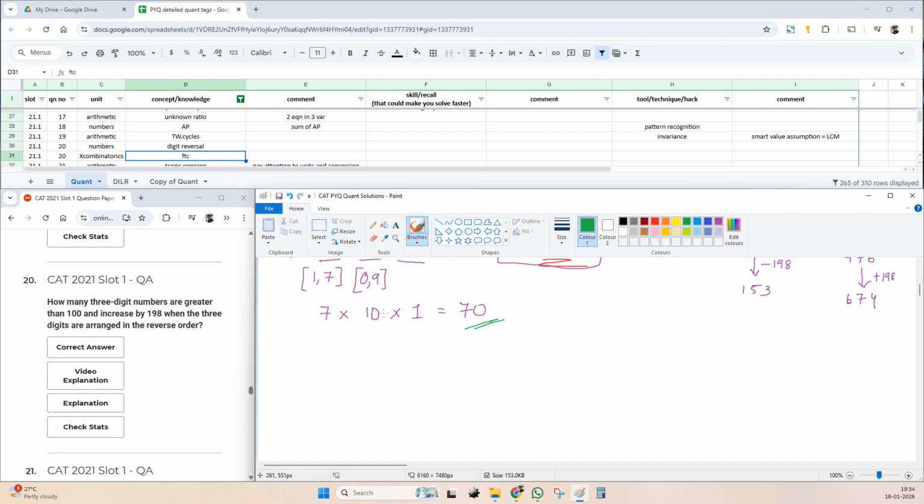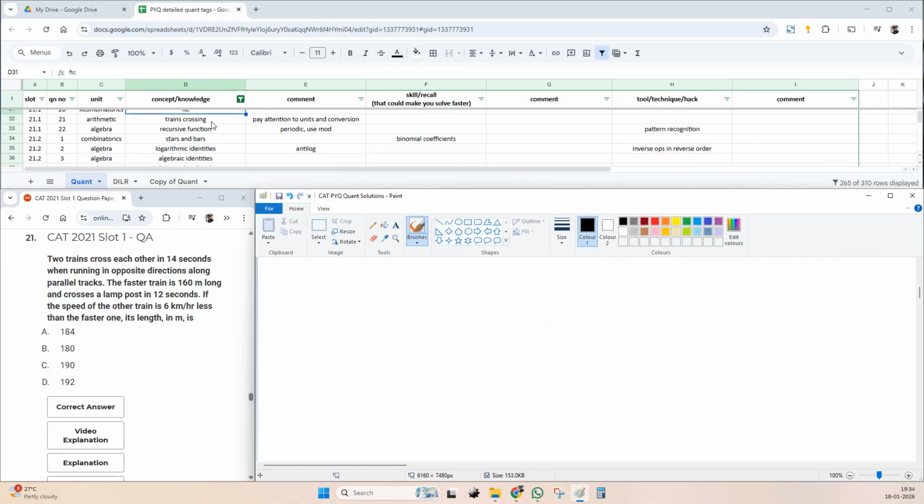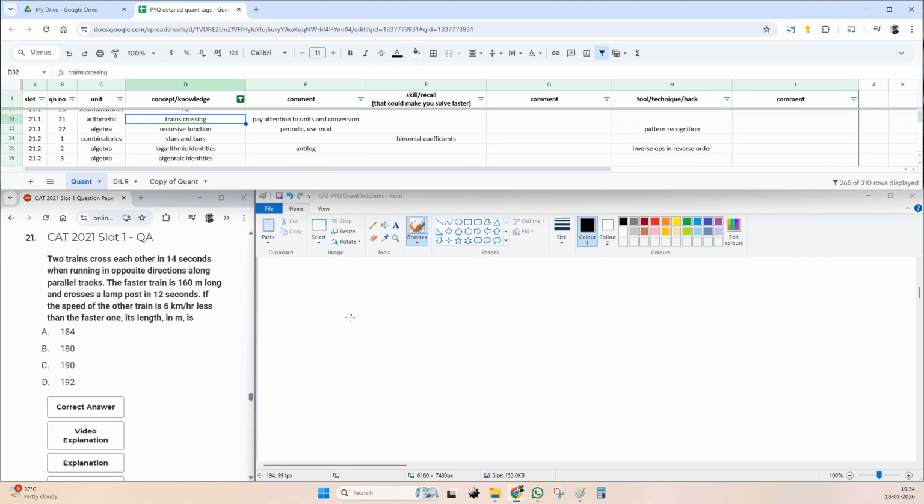Let's move on to the next question. Question 21. A very standard trains crossing question. There's not much there. Two trains cross each other in 14 seconds when running in opposite directions along parallel tracks. The faster train is 160 meters long and crosses a lamppost in 12 seconds. If the speed of the other train is 6 km per hour less than the faster one, its length in meters is how much? Four options are given.